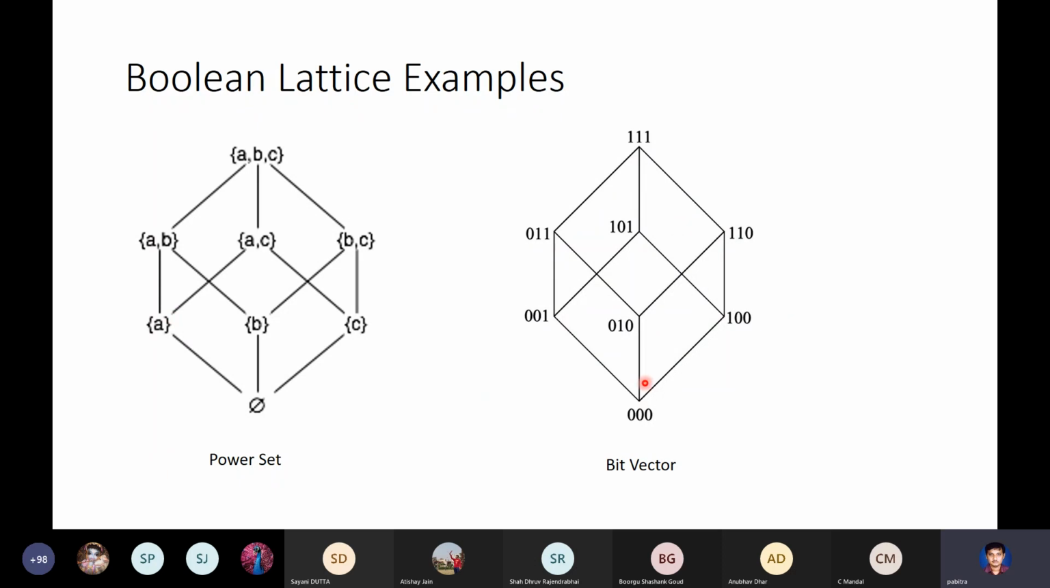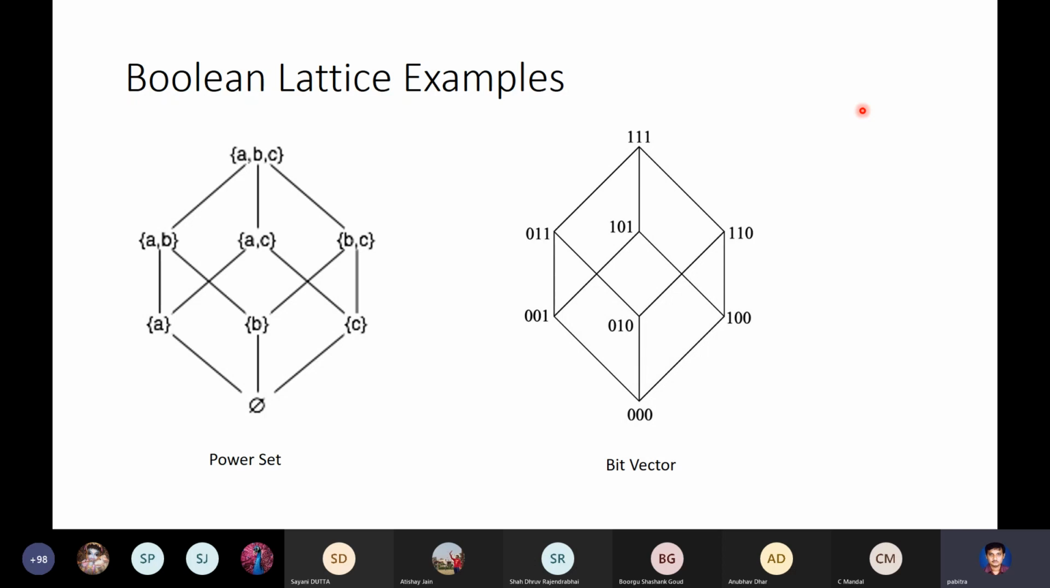On the right hand side, I am telling you this is a distributive lattice, and 0, 0, 0 is the minimum element, 1, 1, 1 is the maximum element. Can you tell what the meet and join operations are here? Bitwise AND and bitwise OR. Yes, bitwise AND is the meet operation, bitwise OR is the join operation.